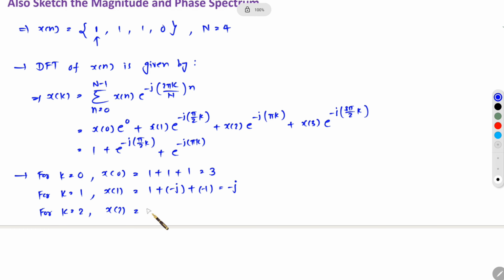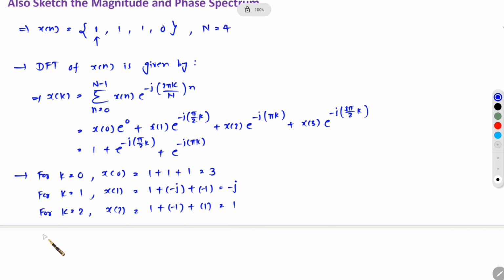So here we have 1 plus e to the power minus j pi by 2 into 2, means e to the power minus j pi. Minus j pi, that is minus 1. Then here we have e to the power minus j 2 pi if k equals 2, so that has to be plus 1 over here. So minus 1 plus 1 and then plus 1 means this is plus 1.